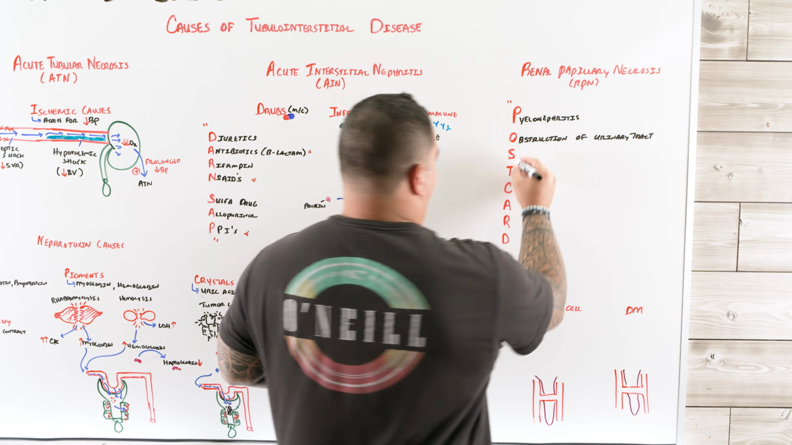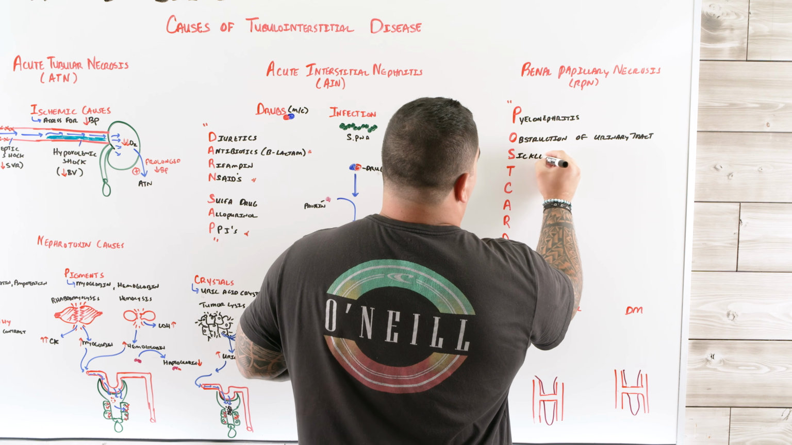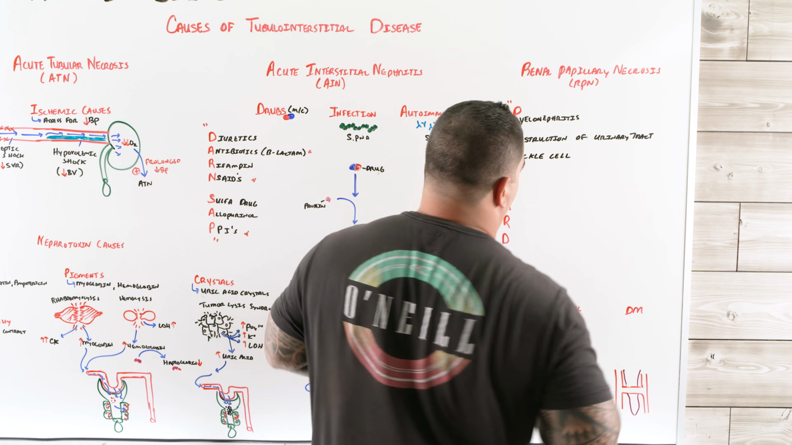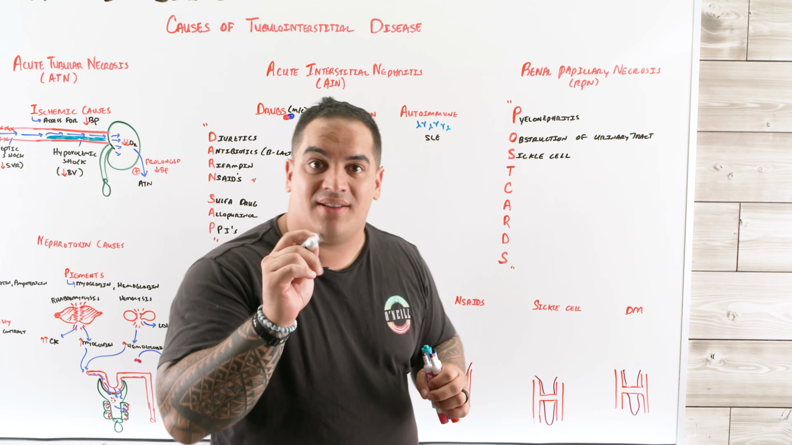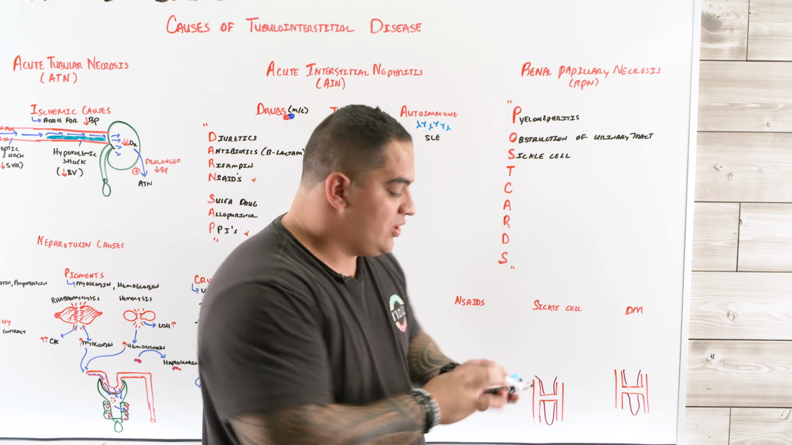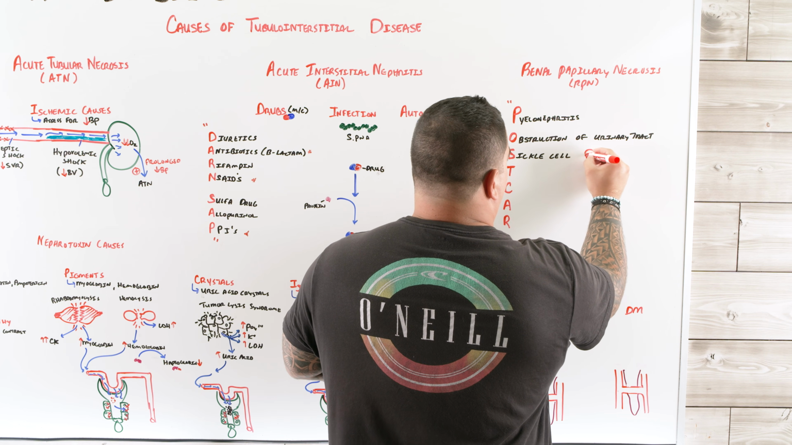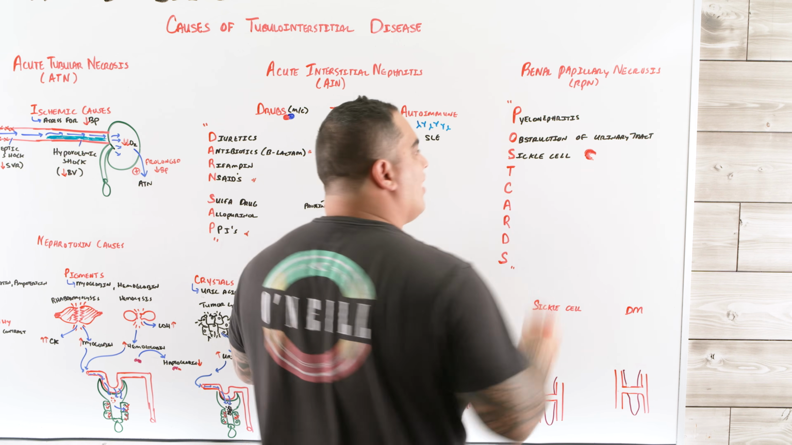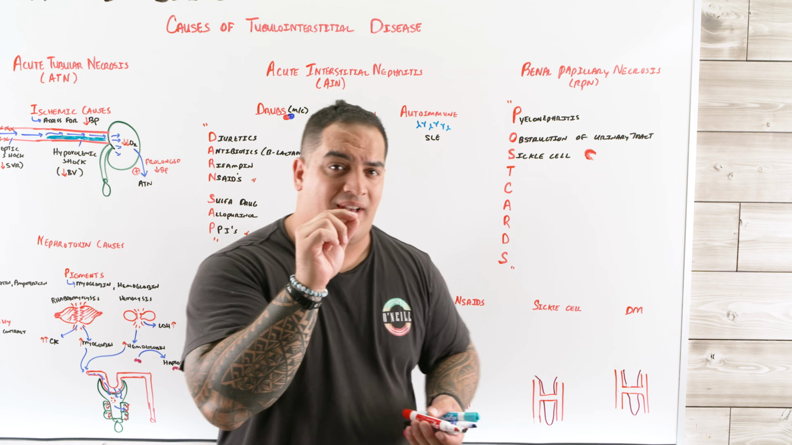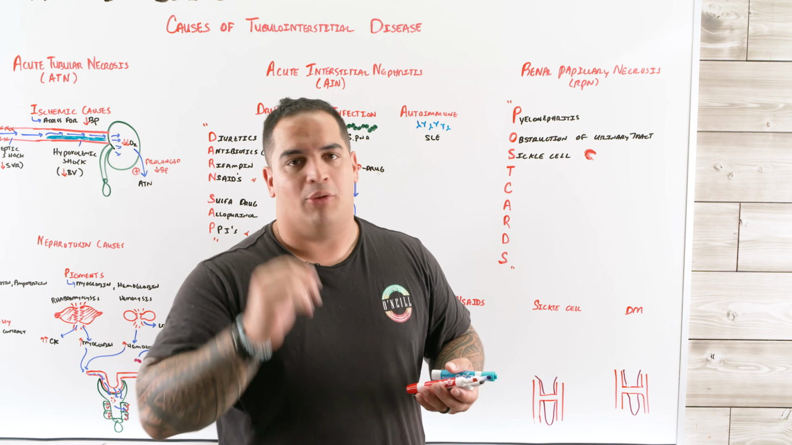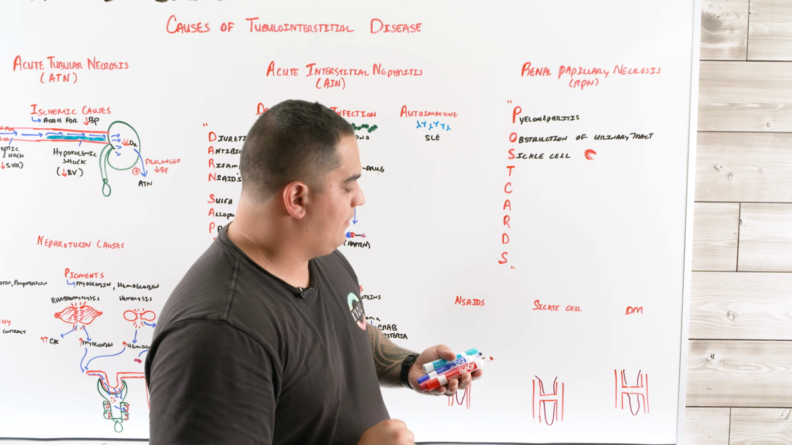Another one is sickle cell. This is a pretty big one. Patients who have underlying sickle cell anemia can have red blood cells that sickle and get stuck. So that sickled red blood cell can get stuck inside of our capillaries, those small little vessels supplying the renal papilla. Boom, you get ischemia and necrosis of that tissue.